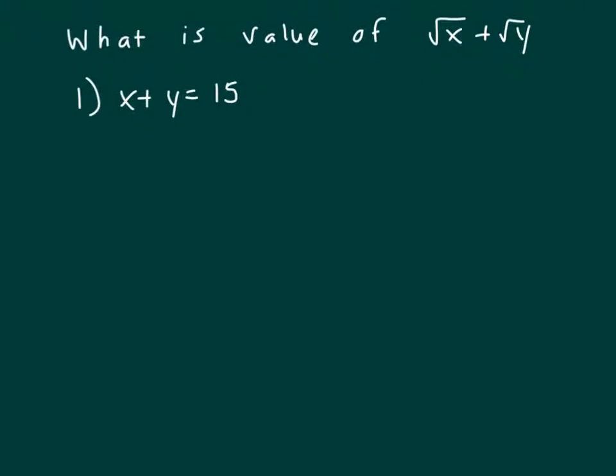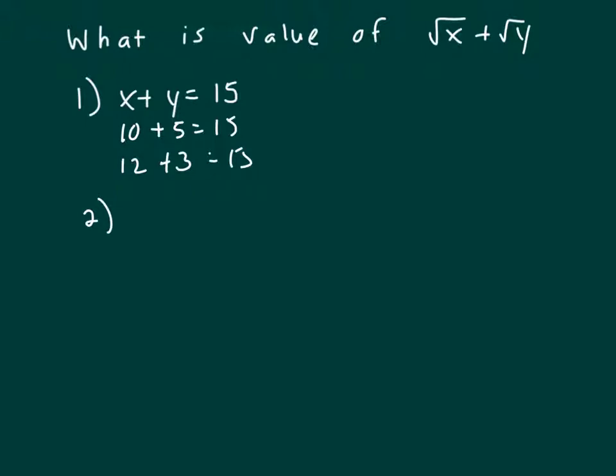All right, we're trying to figure out the value of square root of x plus square root of y. And if I look at clue 1, x plus y is 15. Well, that will not work because you've got all kinds of choices. You might have 10 plus 5 is 15, so that's where x equals 10 and y equals 5. Or it could easily be 12 plus 3. So clue 1 does not work by itself.